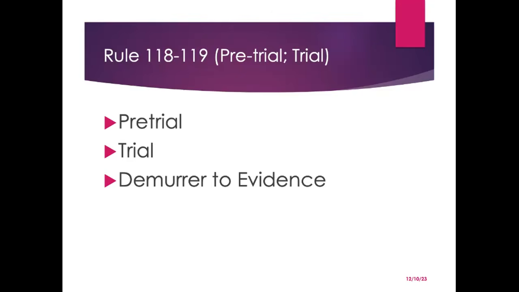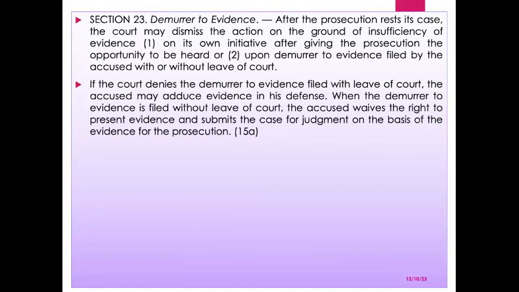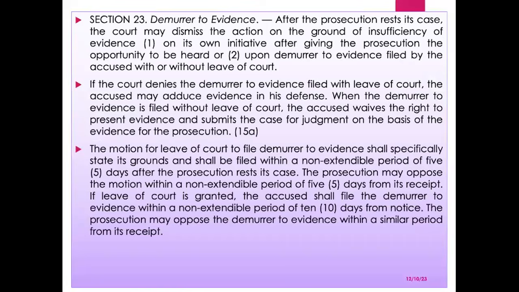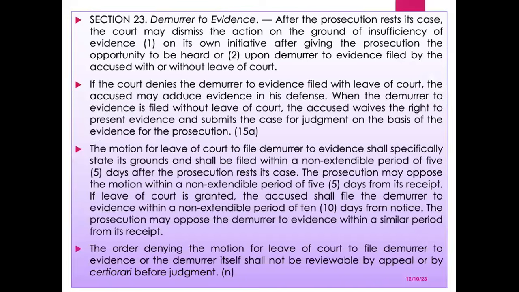But before the accused presents his evidence, after the prosecution rests its case, the accused has the option to file a demurrer to evidence. It is very common in court, and what lawyers usually do if they think that the prosecution fails to establish the elements of the crime.